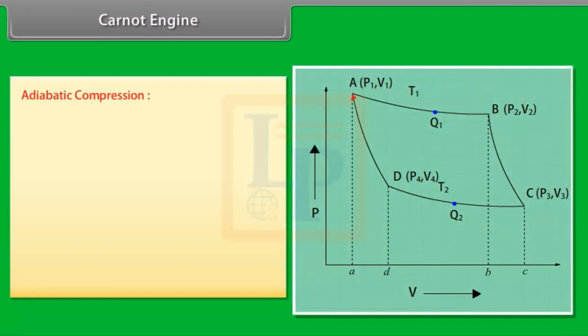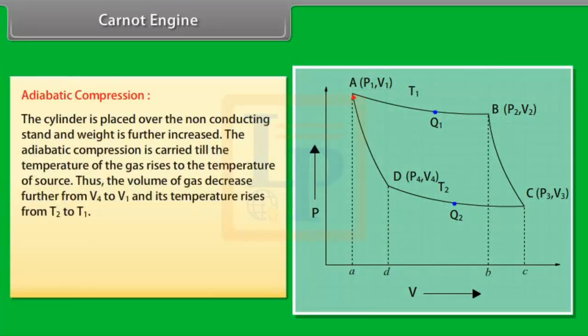Adiabatic compression. The cylinder is placed over the non-conducting stand and weight is further increased. The adiabatic compression is carried on till the temperature of the gas rises to the temperature of the source. Thus, the volume of the gas decreases further from V4 to V1 and its temperature rises from T2 to T1. In a Carnot cycle, efficiency is given by Q1 by Q2 is equal to T1 by T2.